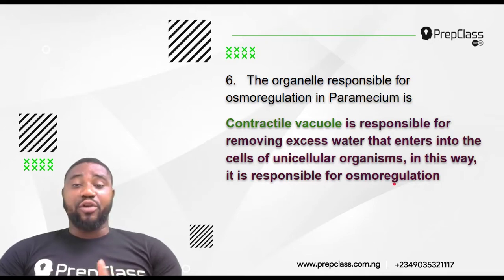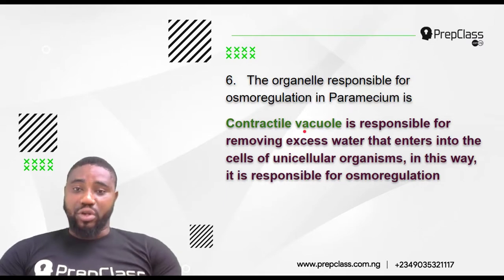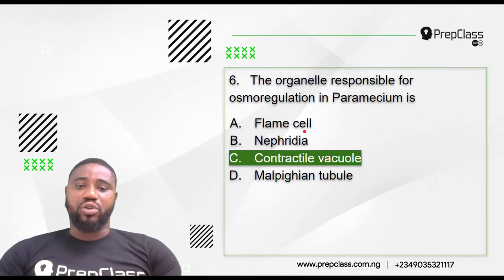And that osmoregulatory organ is the contractile vacuole. As water enters the cell, the contractile vacuole becomes filled and goes to a corner of the cell membrane and releases that excess water out into the environment. So the contractile vacuole is the osmoregulatory organ for unicellular organisms like amoeba, Paramecium, euglena, and so on and so forth. So the answer is contractile vacuole.